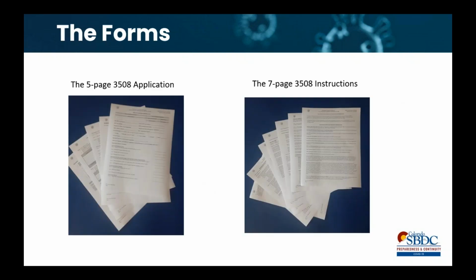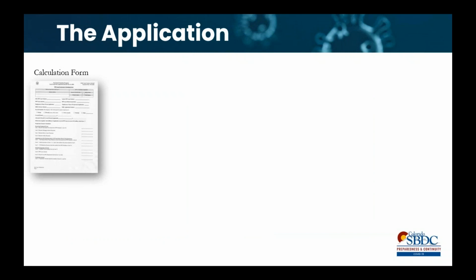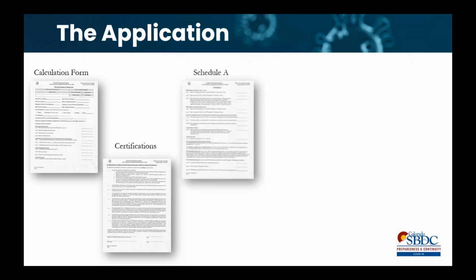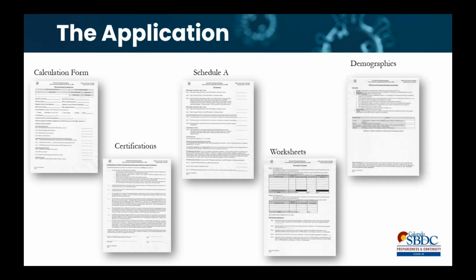The documents consist of two files, the 5-page application and the 7-page instructions. The application itself consists of 4 sections. The calculation form, where you will enter your calculations and determine your forgiveness amount. The certification, where you will certify that a number of things are true. Schedule A, where you will enter the calculations for some of the specific line items that will impact your forgiveness. The Schedule A worksheets, where you will list many of the details that back up your calculations. And the demographic information form.